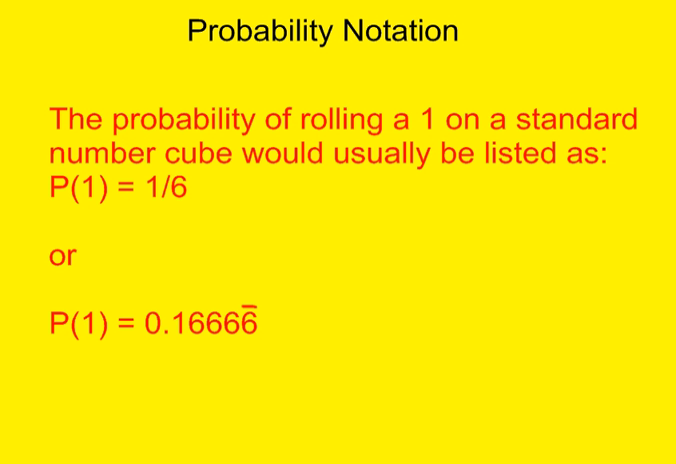Taking a look at some notation, the probability of rolling a 1 on a standard number cube or dice would usually be listed as P(1) = 1/6, or we could write it as a decimal, 0.1666 repeating 6.